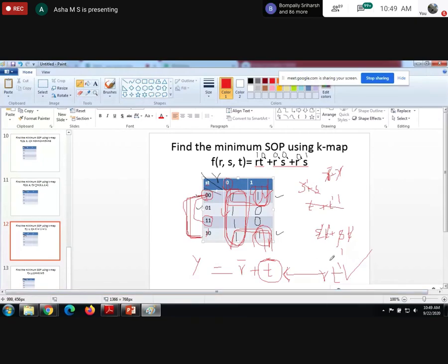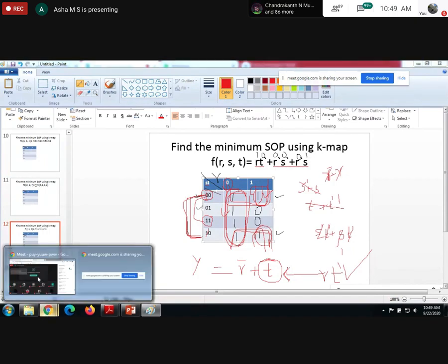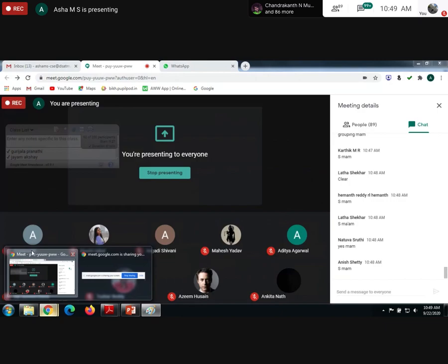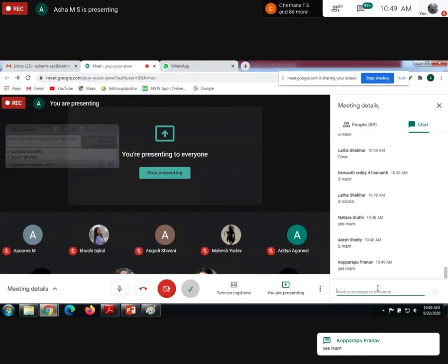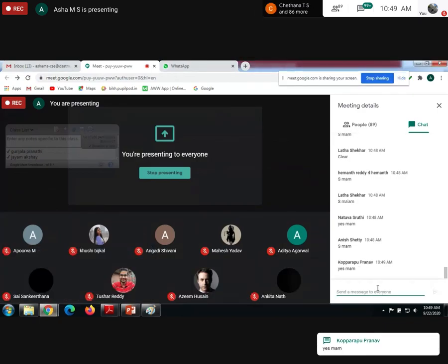So you should try to group the maximum number of ones. It should be like the big one, like quad, octa. When octa is not possible, then jump to quad. When quad is not possible, jump to pair, like that. Wherever it is possible to make the big one, you have to try to make the big group. Is it clear now? Any doubts?